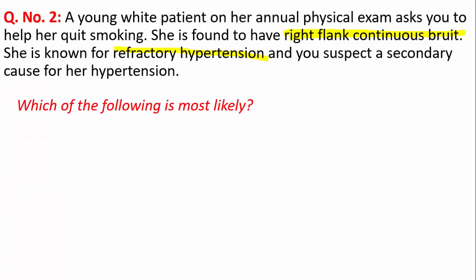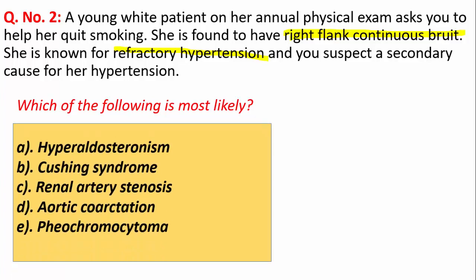Which of the following is most likely? Hyperaldosteronism, Cushing syndrome, renal artery stenosis, aortic coarctation, or pheochromocytoma. So, this is renal artery stenosis. It is the most common form of curable high blood pressure and is estimated to affect 1% of all hypertensive individuals. The causes are atherosclerotic plaques in 90% of the patients, in the proximal one third of the renal artery.